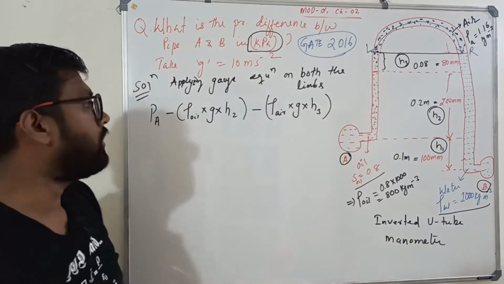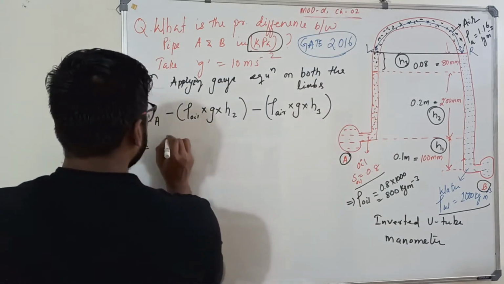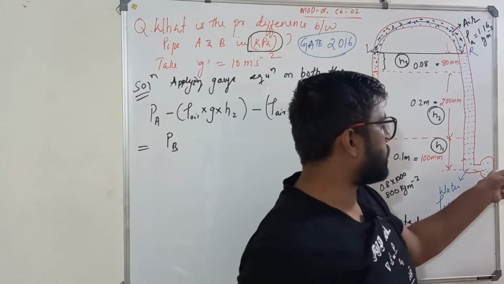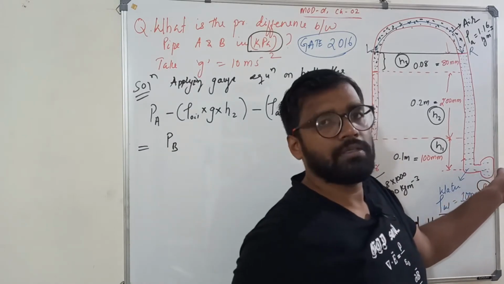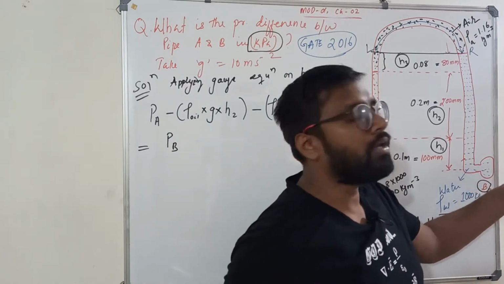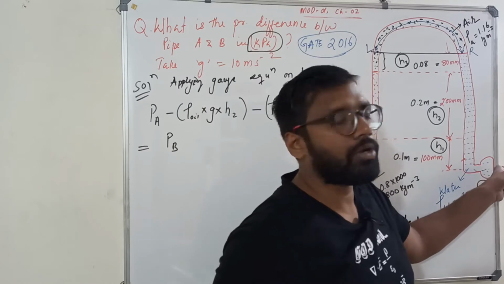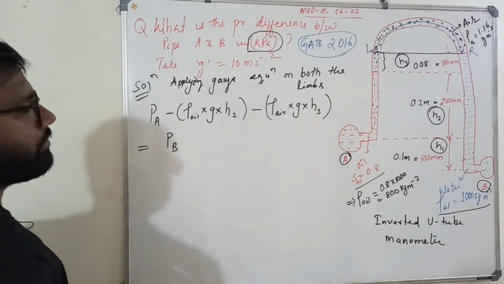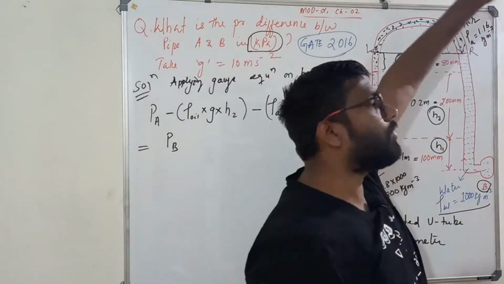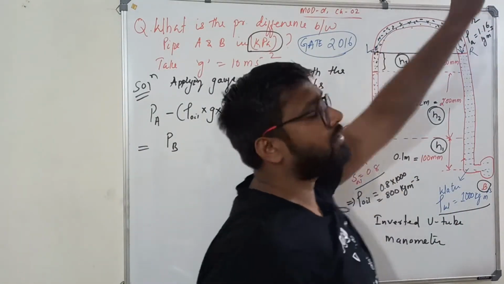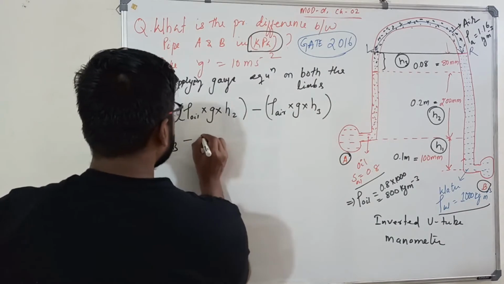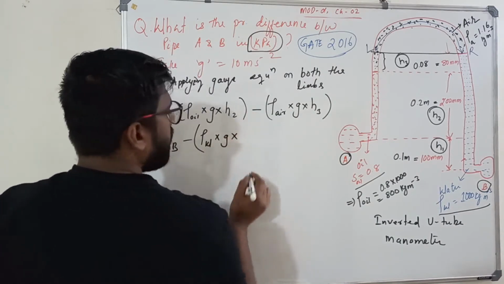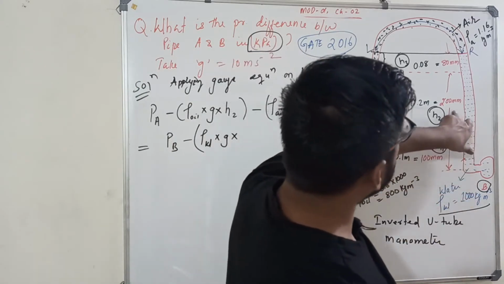That is your left side pressure. Our gauge equation says left side pressure must be equal to right limb pressure. So what is your right limb pressure? Sir, it is PB, the pressure flowing in pipe B. The question asks the difference in pressure of pipe A and B. So PB, now you are going up, going up is minus. Rho water multiplied by g into total H, H1 plus H2 plus H3.